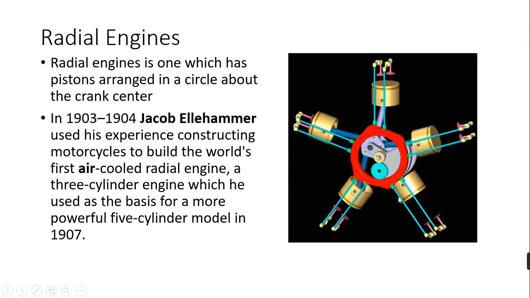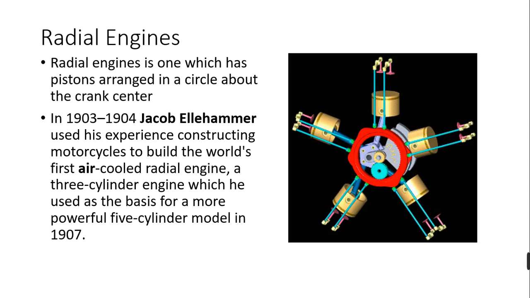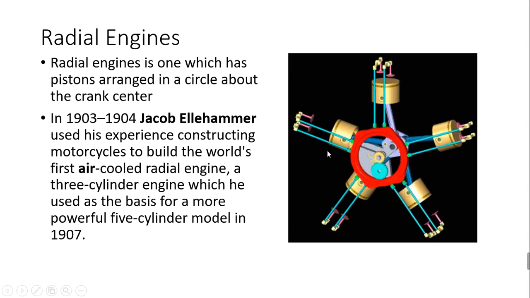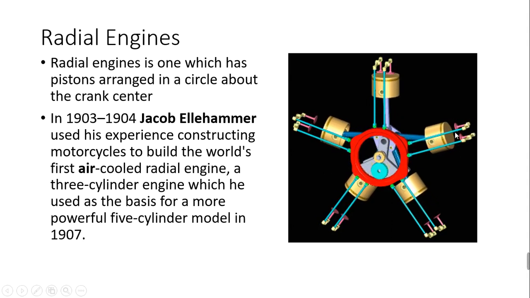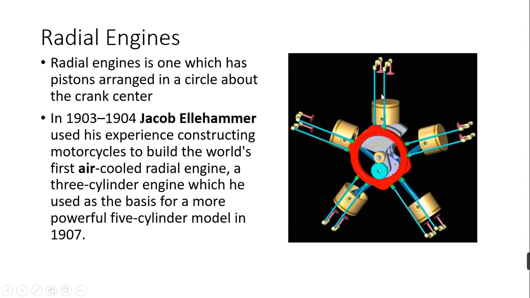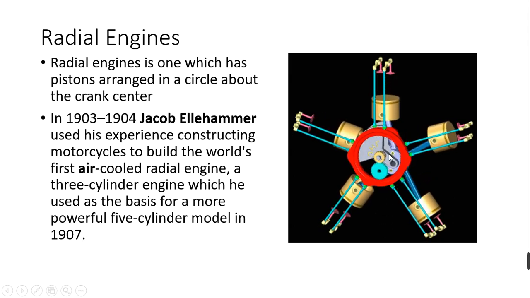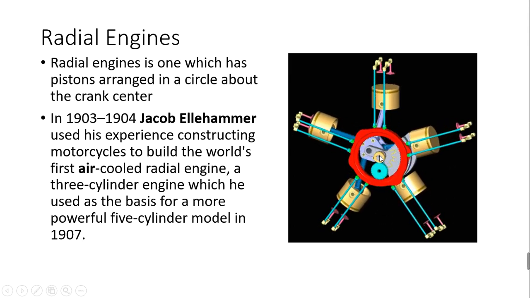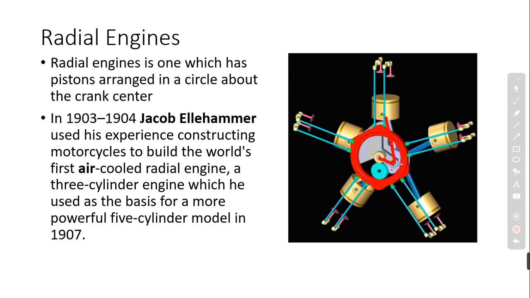As you see, a radial engine is a multi-cylinder engine which has different pistons arranged radially in a circle about the crank center. This is the crank center, and this is the crank, and all the cylinders have the same crank. This is the specialty of the radial engine.